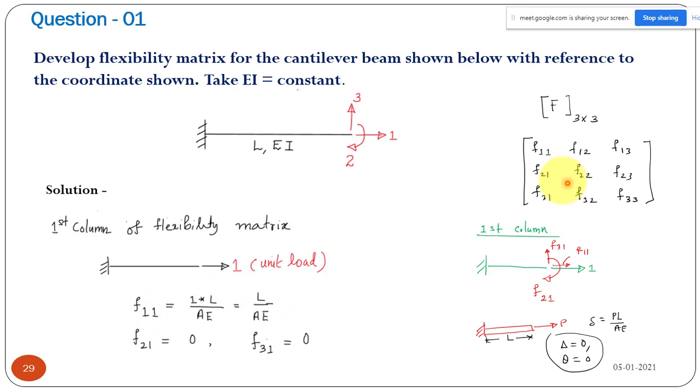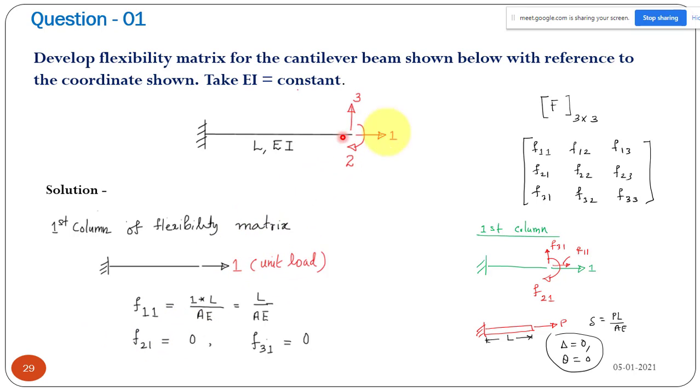And the next element is F21, that is the rotation at the free end due to the axial force. There will not be any rotation due to axial force. There won't be any change of slope. It is just axial deformation. So that is why F21 is equal to 0.